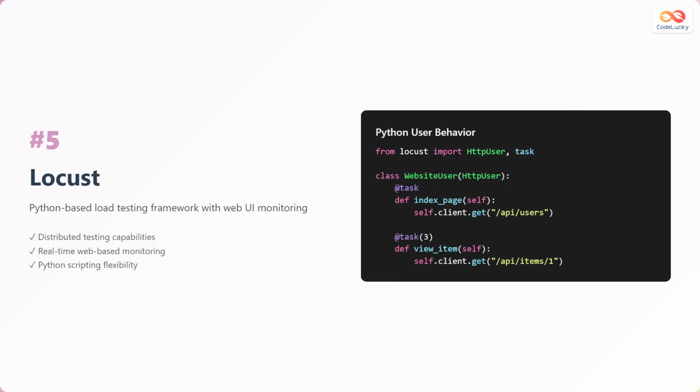A Python user behavior example is shown here. From locust import HttpUser, task. class WebsiteUser HttpUser, @task def index_page, self.client.get /api/users. @task(3) def view_item, self.client.get /api/item/1.